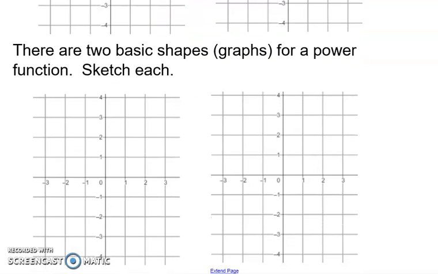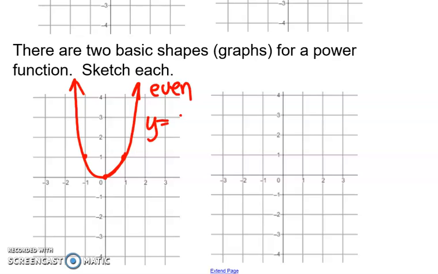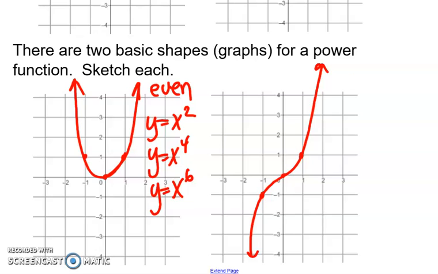For the power function, the critical points are usually (0, 0), (1, 1), and (-1, 1). And for one type of function, they're kind of U-shaped, like a parabola, because these are all even functions, as in the exponents are all even numbers. And the critical points here are (0, 0), (1, 1) again, and then the other point is (-1, -1). And these are odds. So the exponents are all odds.